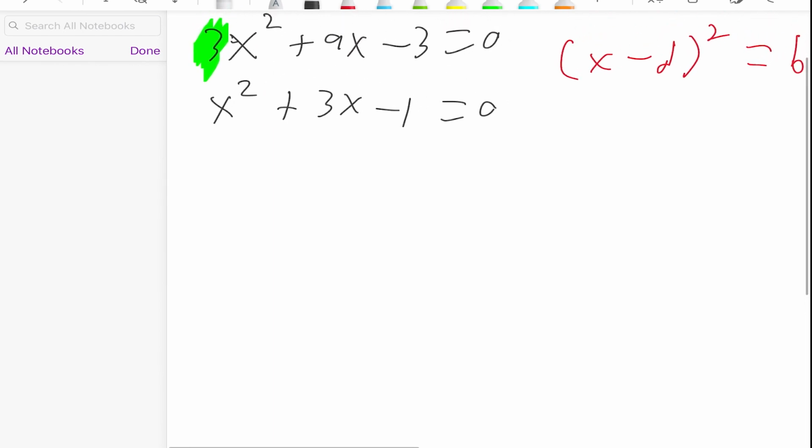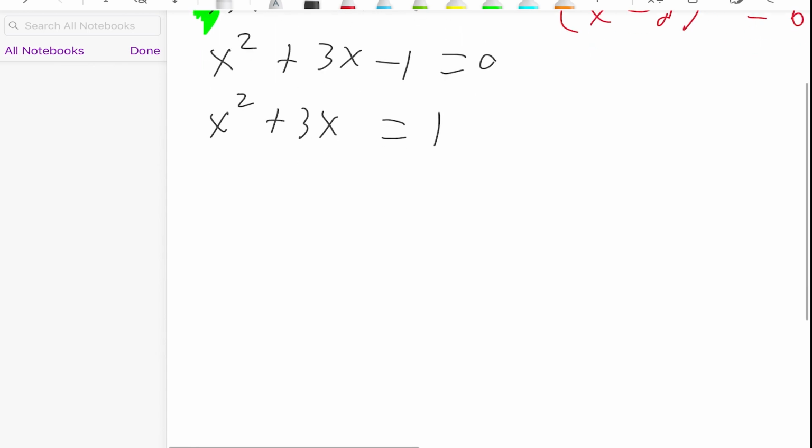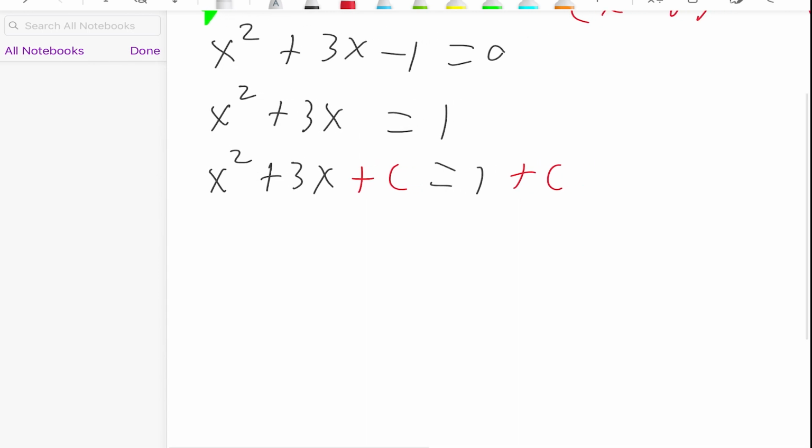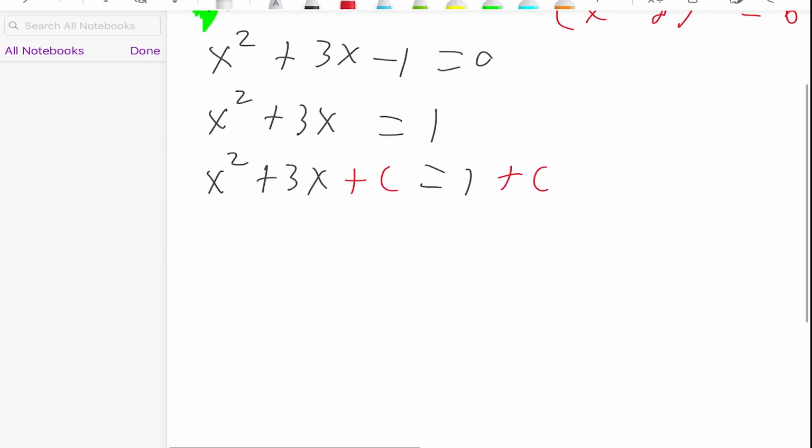Next, we take away all the constants and put it on the other side. So transform this to x squared plus 3x is equal to 1, okay? And now we add a constant to each side. So we go x squared plus 3x plus c is equal to 1 plus c, where c is just any constant. So why do we do this?